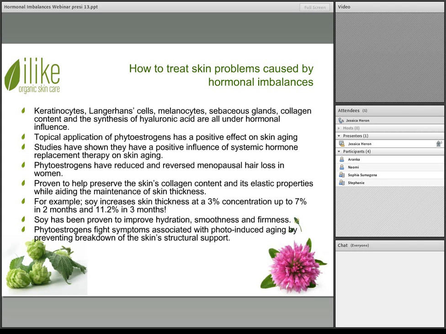Phytoestrogens fight symptoms associated with photo-induced aging by preventing breakdown of the skin's natural structure support. So it helps to increase the synthesis of collagen, and it promotes skin hydrating, such as hyaluronic acid. So it's helping to increase the skin's ability to stay hydrated, such as hyaluronic acid, which is a natural substance in our skin that keeps us hydrated and helps to bind moisture molecules to the skin.